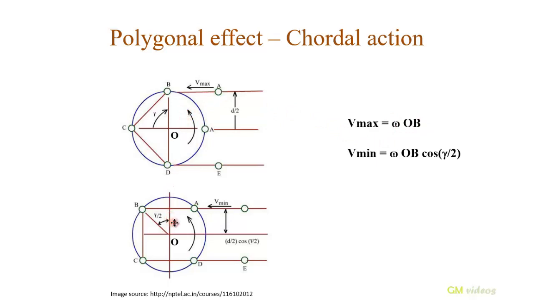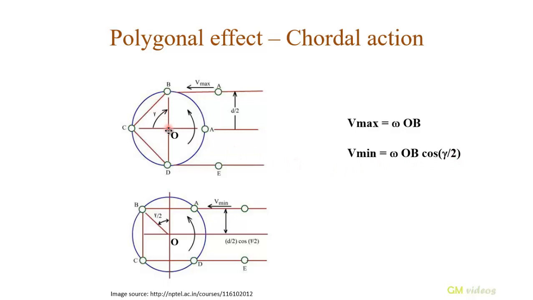Now let us consider a second instant wherein the sprocket has turned by an angle gamma by 2. Please note this distance over here will be OB cos gamma by 2, since in this right angle triangle this angle will be gamma by 2, OB is the hypotenuse, therefore this distance, which is the adjacent side to the angle, will be OB cos gamma by 2. Now here the linear velocity of the chain will again be the distance of the chain from the hinge center into the angular velocity. So the new linear velocity of the chain will be omega into OB cos gamma by 2.